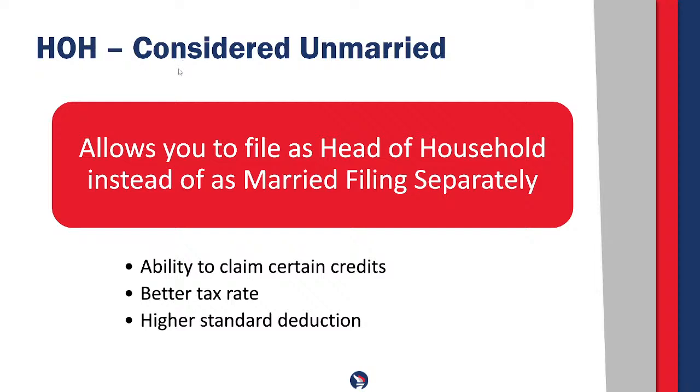Head of household considered unmarried. This allows you to file head of household instead of married filing separately. This unlocks the credits that would be locked up if married filing separately. It's a better tax rate than single, and it's a better tax rate than married filing separately. Still not a better tax rate than married filing jointly. It's a higher standard deduction compared to single people, and a higher standard deduction compared to married filing separately. But it's still not a better standard deduction than married filing jointly. Married filing jointly is still a higher standard deduction.